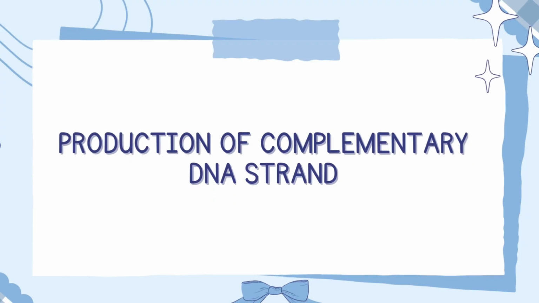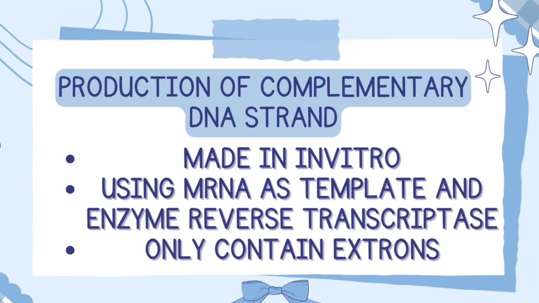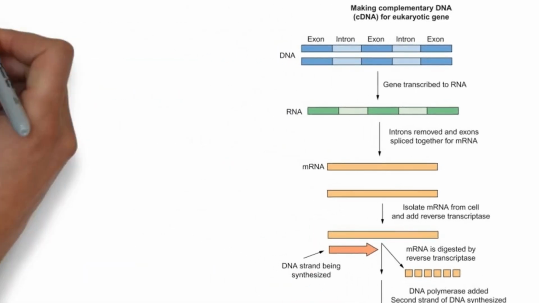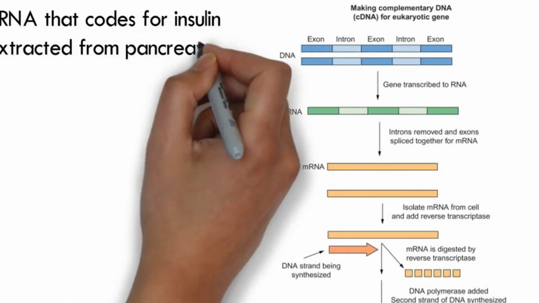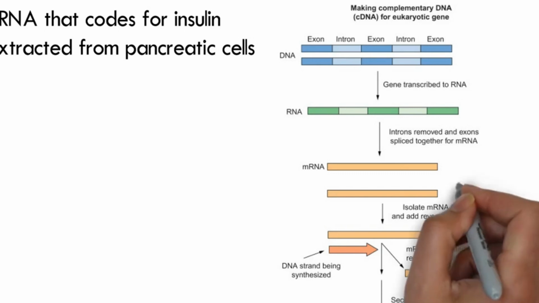cDNA is a DNA strand made in vitro by using mRNA as a template and the enzyme reverse transcriptase. cDNA has no introns and only contains exons. The first step is to produce complementary DNA strands. mRNA that codes for the insulin is extracted from the beta cells of the islets of Langerhans in the pancreas.